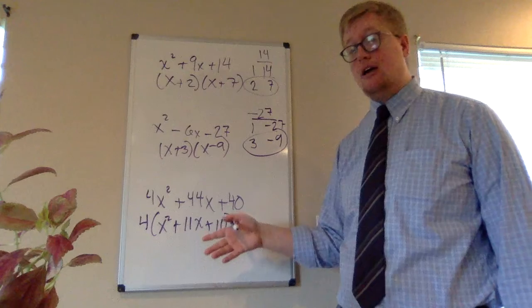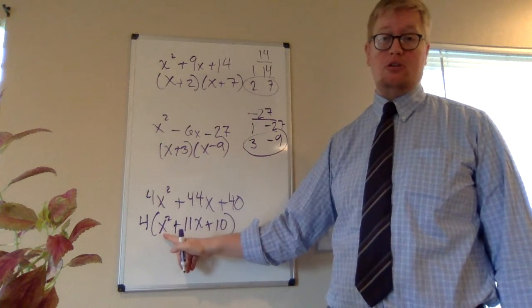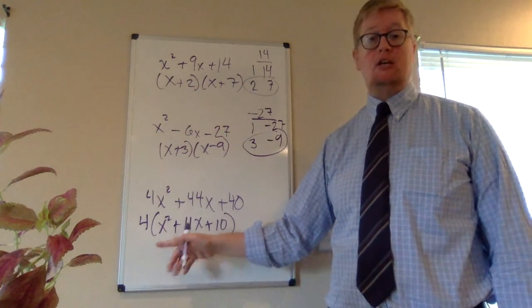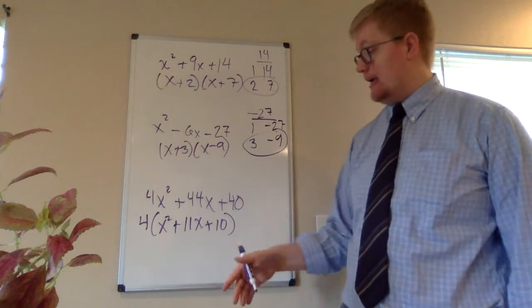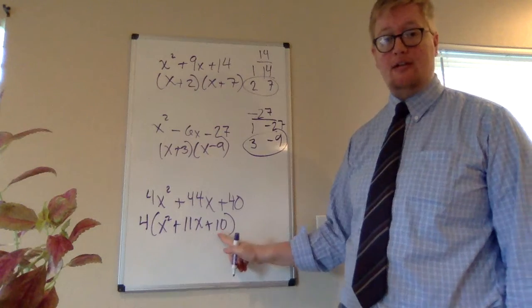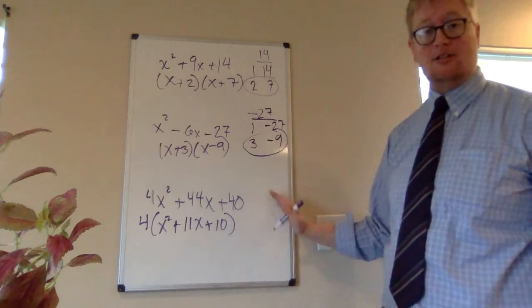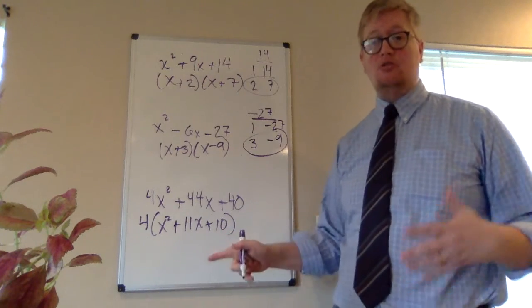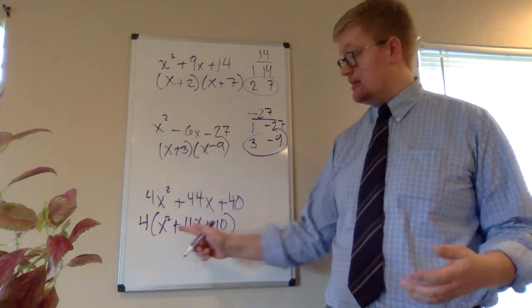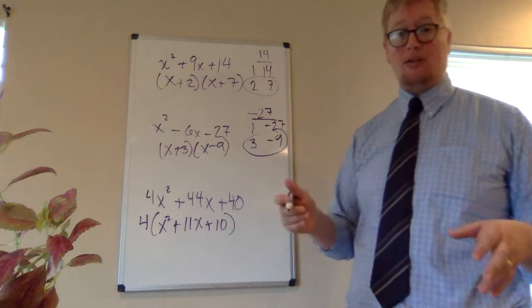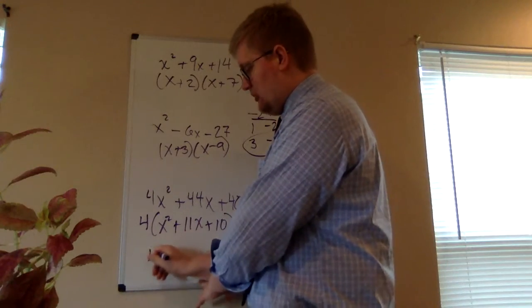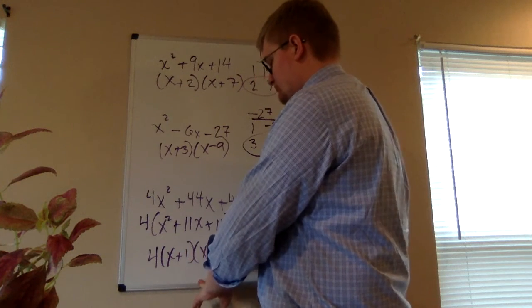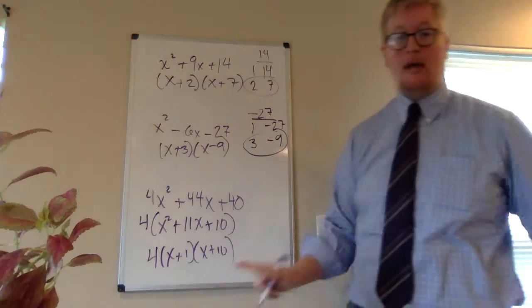And the reason we want to do that is because I now have an expression with a value of 1, which means I can use my shortcut. And so the factors of 10 that add together to 11, I'm not even going to list them out because the first one is the one that works. The factors of 10, you start at 1 and 10. 1 plus 10 is 11. 1 and 10 are my magic numbers. So I'm left with 4 times x plus 1, x plus 10. And that's my final answer.